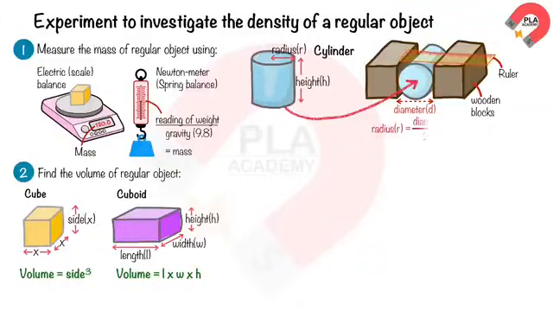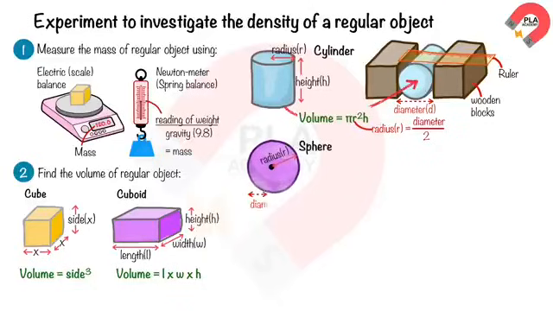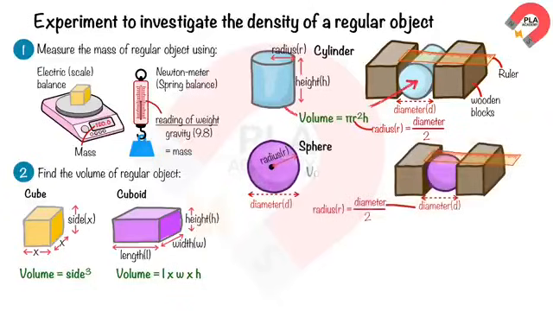Calculate the radius of the cylinder by dividing the diameter by 2. Calculate the volume of the cylinder using V equals pi r squared h. A sphere: measure the radius using the same method as for the cylinder. Calculate the volume of the sphere using V equals 4 over 3 pi r cubed.